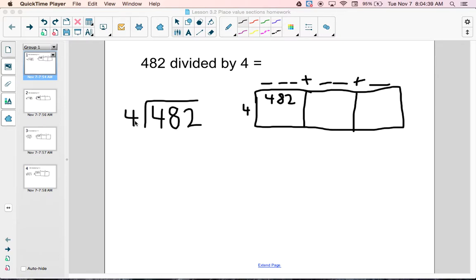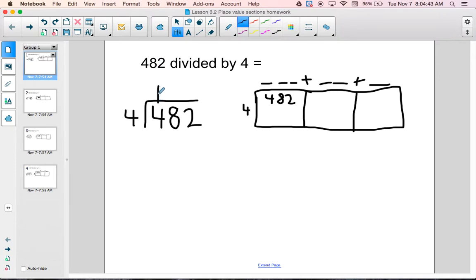Using the digit by digit method, 4 will go into 4 one time. 1 times 4 is 4. Subtract, you get 0. 0 is less than 4, so let's bring down the 8. 4 will go into 8 2 times. 2 times 4 is 8. Subtract, you get a 0. 0 is less than 4. Bring down your 2.